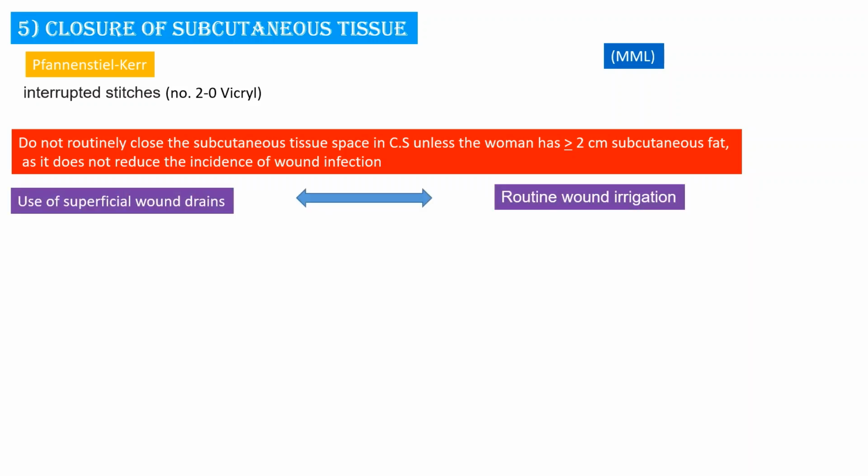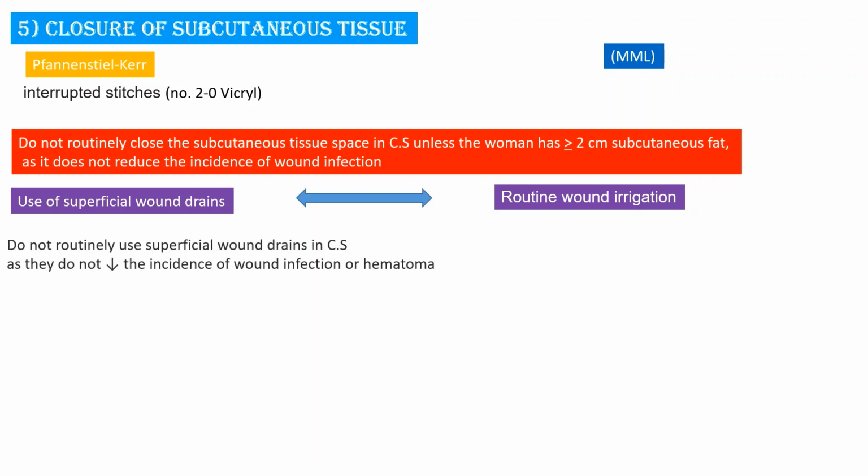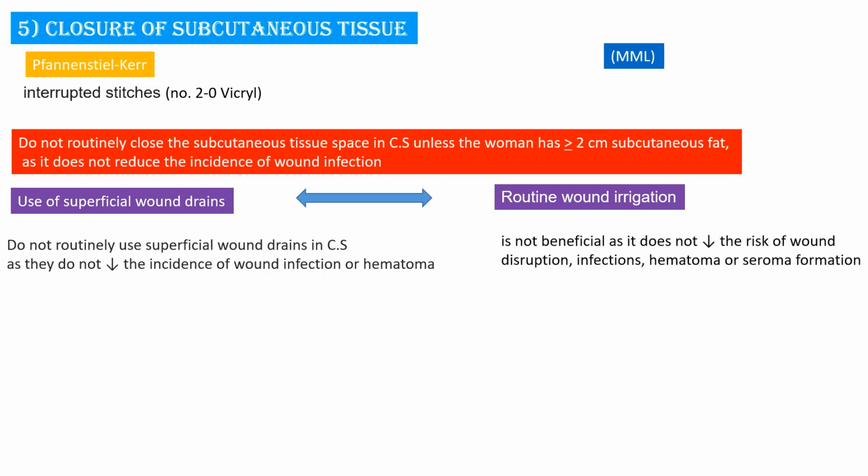Use of superficial wound drain. Do not routinely use superficial wound drain in caesarean section as it does not decrease the incidence of wound infection or hematoma. Wound irrigation is not beneficial as it does not decrease the risk of wound disruption, infection, hematoma, or seroma formation.